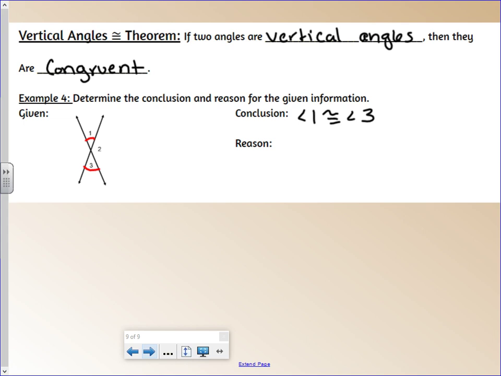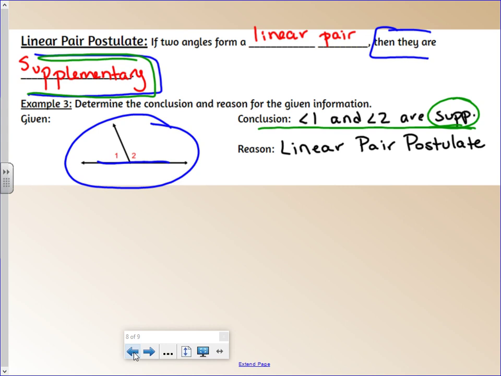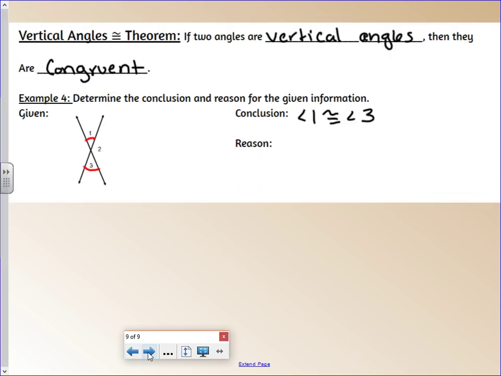I can just see it in the diagram, and that diagram will be given to my reader. So I can go straight to just saying angle 1 and angle 3 are going to be congruent, and my reason is going to be vertical angles congruent theorem. Not definition of vertical angles. Okay, guys, linear pair and vertical angles are going to be special. They're going to be a theorem and a postulate. Okay? So make sure we write that down correctly.